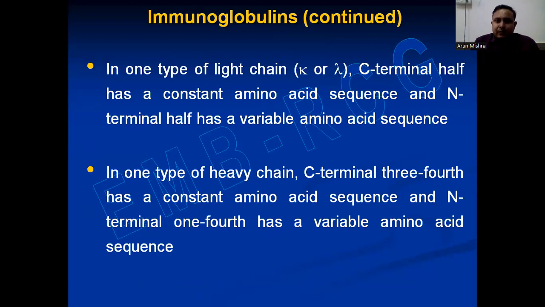In one type of light chain, say kappa or lambda, the C terminal half has a constant amino acid sequence and the N terminal half has a variable amino acid sequence. In one type of heavy chain, the C terminal 3/4 has a constant amino acid sequence and the N terminal 1/4 has a variable amino acid sequence.